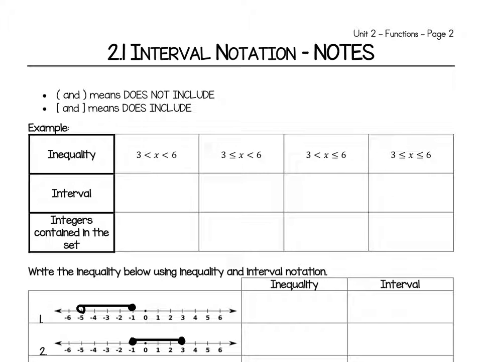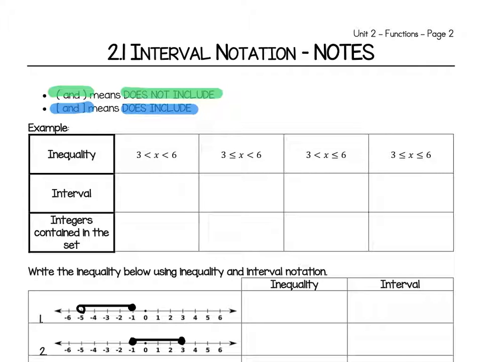So when I have something that can't equal something, I use what we call open brackets. They look like parentheses. So that is what would be equivalent to a less than symbol. Then I have closed brackets, which means that it does include. So that would be the equivalent of a less than or equal to symbol, or a greater than or equal to symbol, because it can include.